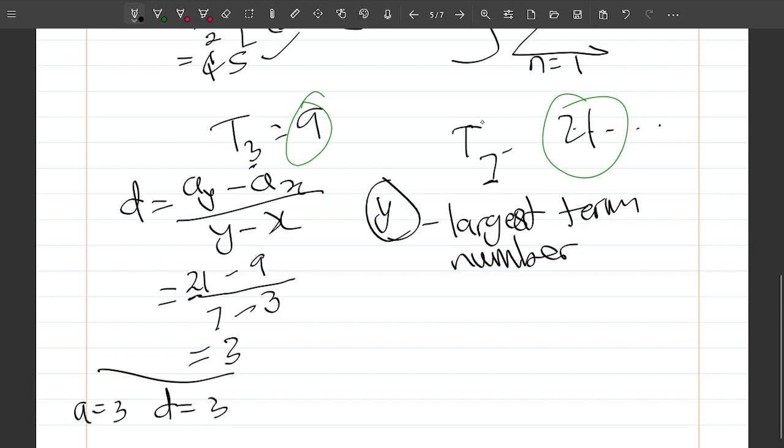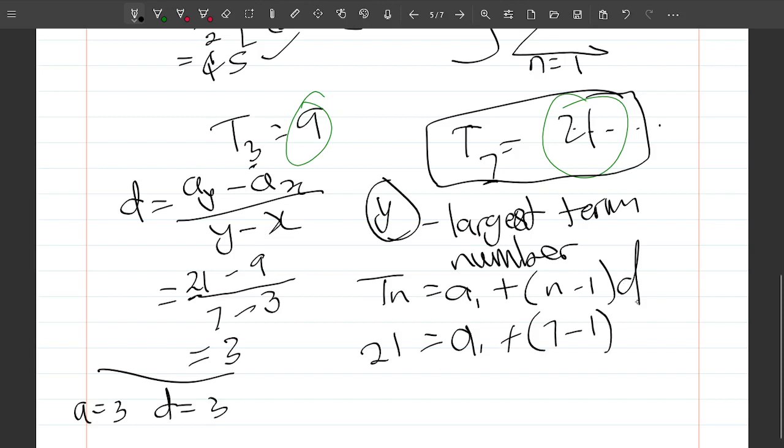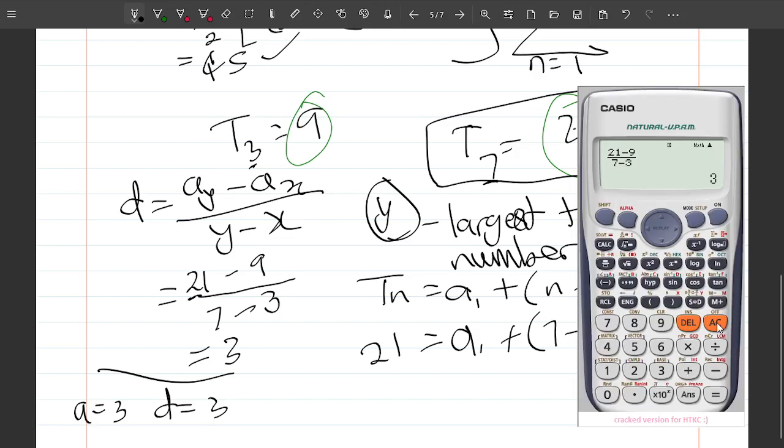This is where you get to pick any of your formulas. You can pick this or that. Let's just suppose I choose this one. One thing I know for sure is that Tn is equal to a1 plus n minus 1 d. Then a is the first term, which I'm actually looking for in this case. I don't know it. However, I know the Tn to be 21, plus n in this case is 7, so 7 minus 1. And d is the common difference, which I just found to be 3. Then this is just an easy solve. Matter of fact, you can do this with your eyes closed. So I'm just going to do this with the calculator.